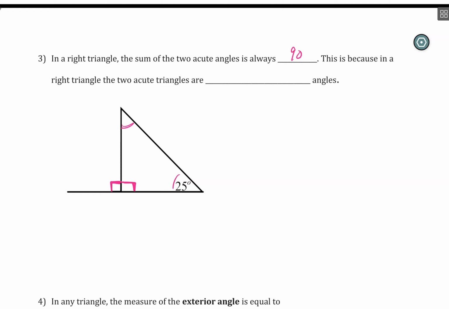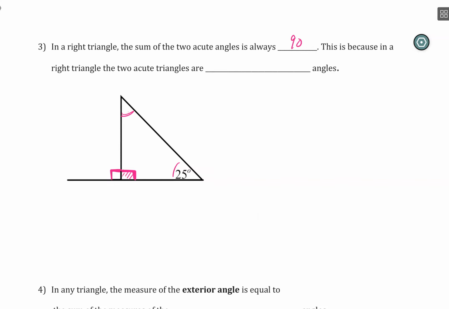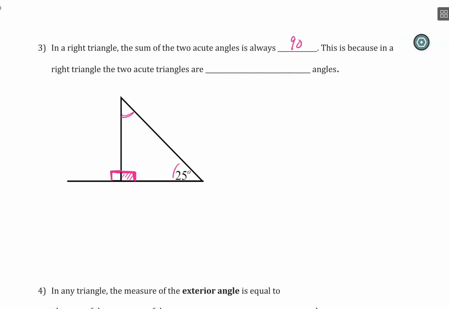These two. They're always going to add up to 90 degrees because if this angle right here is 90 degrees, 180 minus 90 is 90, which means these other two have to also add up to 90 degrees. That makes these complementary angles. So these two other angles are always going to be complementary angles.